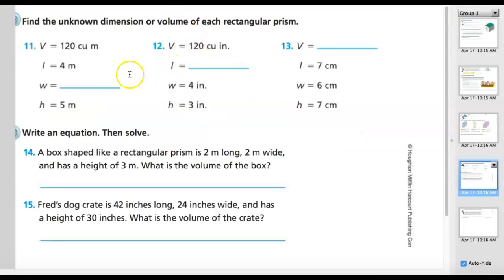Okay, this is basically what we did for the flower planter. You're going to figure out what the unknown dimension is in 11, 12, and 13. So we know that the answer is given here of 120 cubic meters, and they gave you 4 and 5. We're missing the width. So you can either guess what number goes in here with multiplication, 4 times something, and then whatever that answer is, times it by 5, it will give you 120. Or you can say 4 times 5 is 20, and you could do 120 divided by 20, and that will give you this answer, okay?